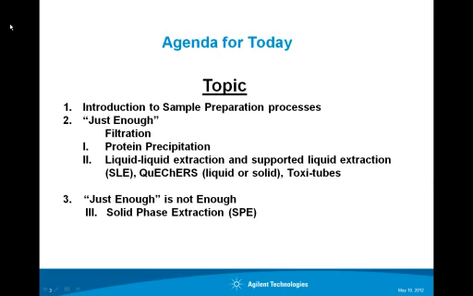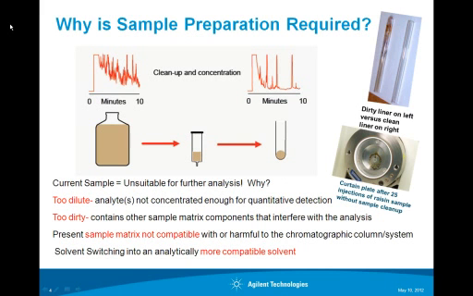That's a new terminology that's being tossed around nowadays. That'll include things like basic filtration, protein precipitation, modifications for liquid-liquid extraction, namely supported liquid extraction, SLE, catchers, and toxi-tubes. And then we will go to when just enough is not enough, namely solid phase extraction.